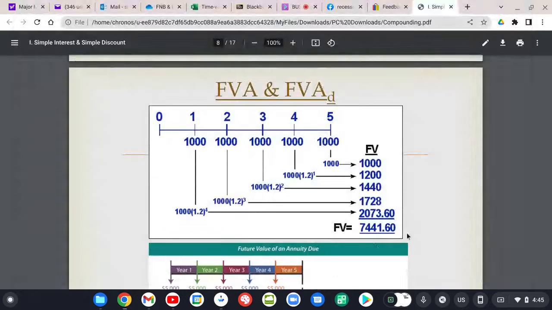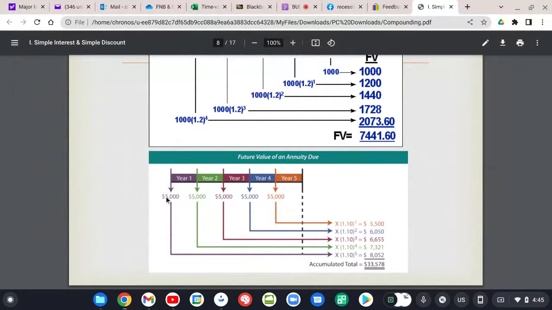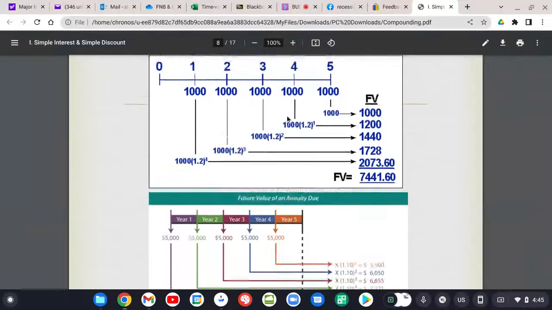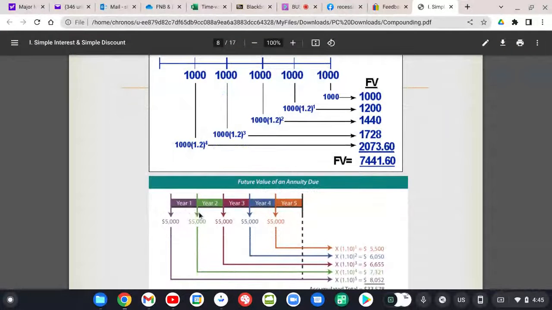Okay? Here's that difference. Now, suppose you made the deposit at the beginning. Then there will be 5 compoundings. 1, 2, 3, 4, 5. Right? But you made the deposit at the end. So the first deposit will be compounded 4 times. Now, if you made the deposit at the beginning of the year, first one will be compounded 5 times, second one 4 times, right? And so on. Okay, you get the idea?